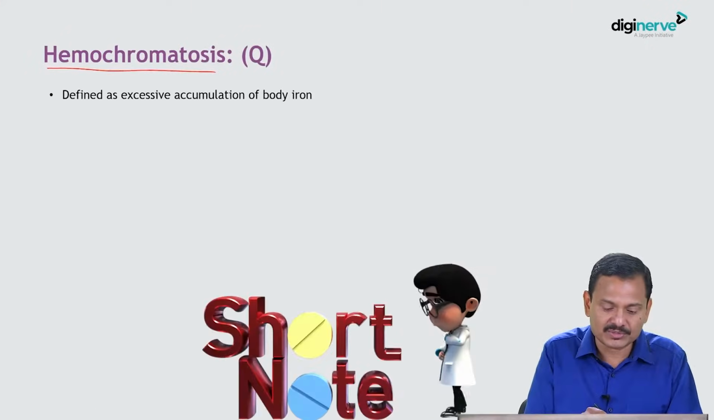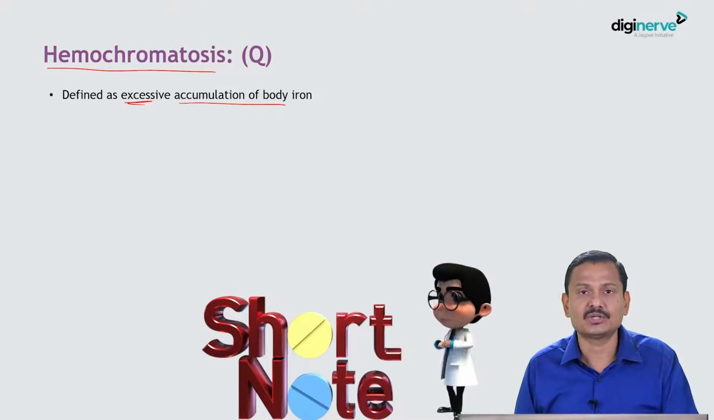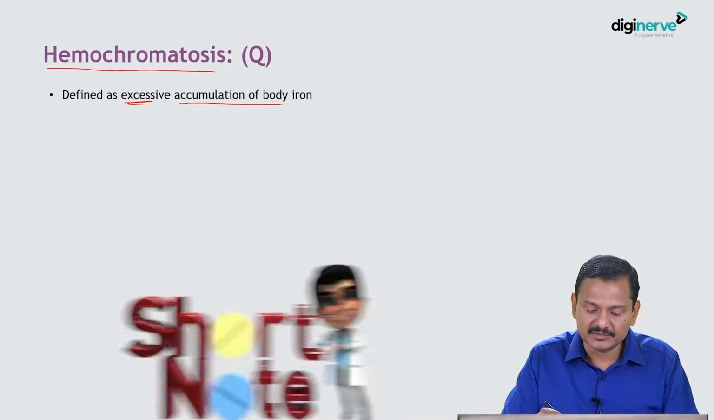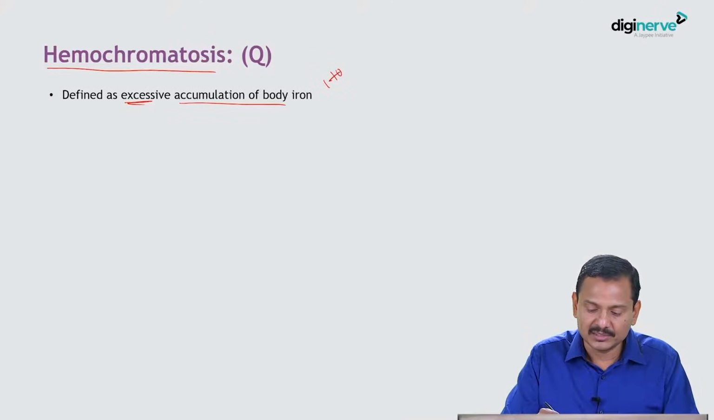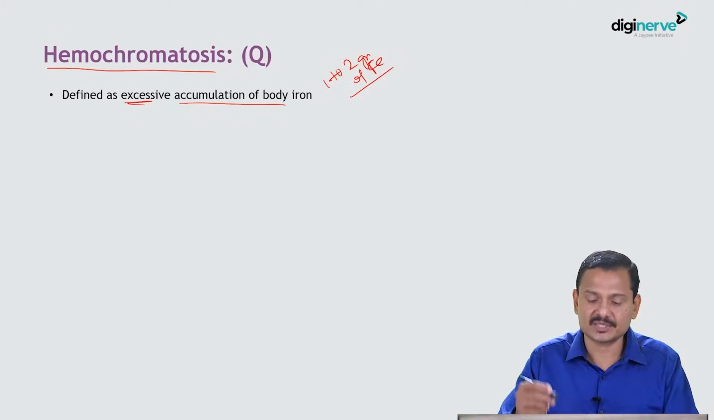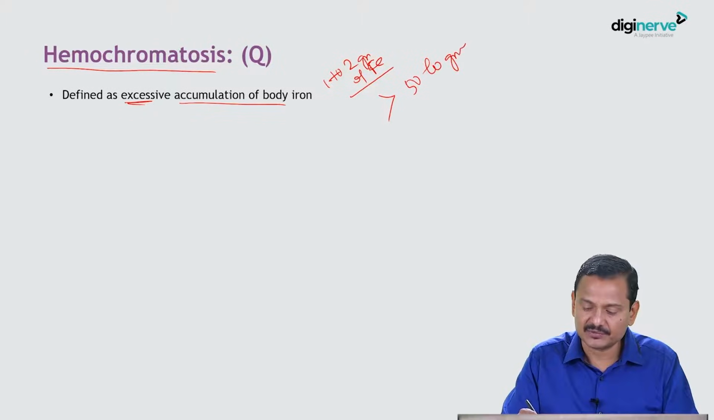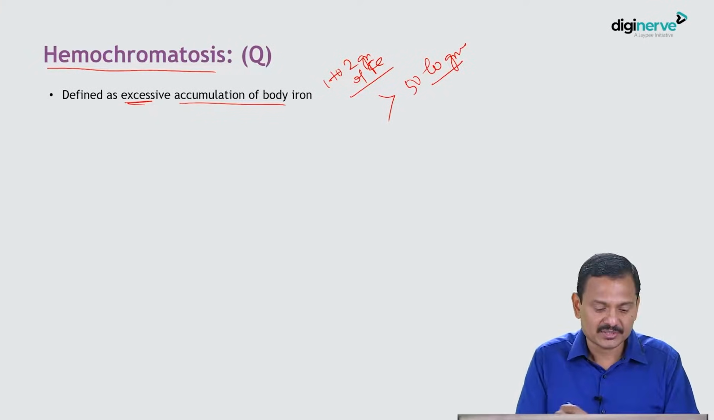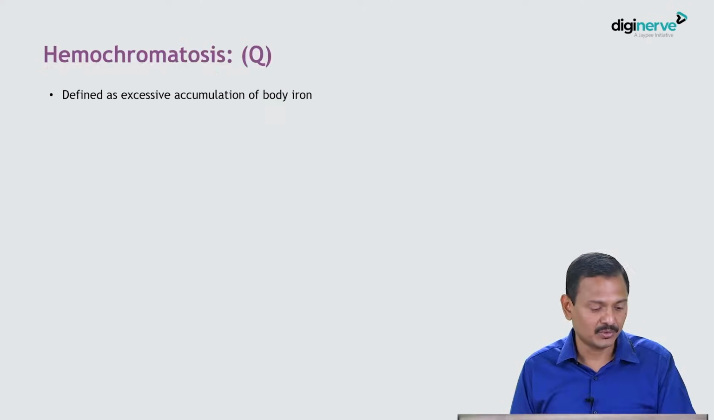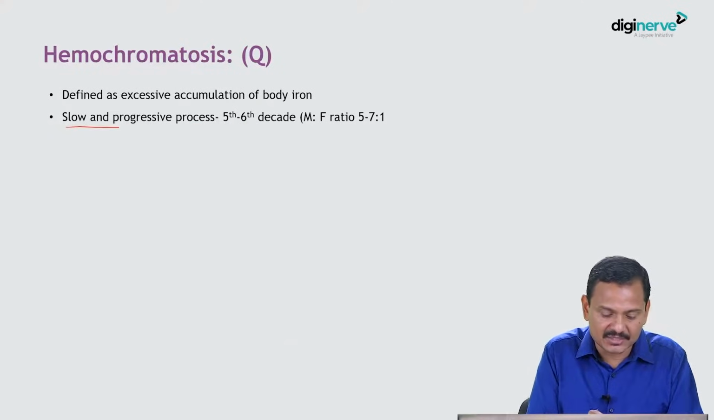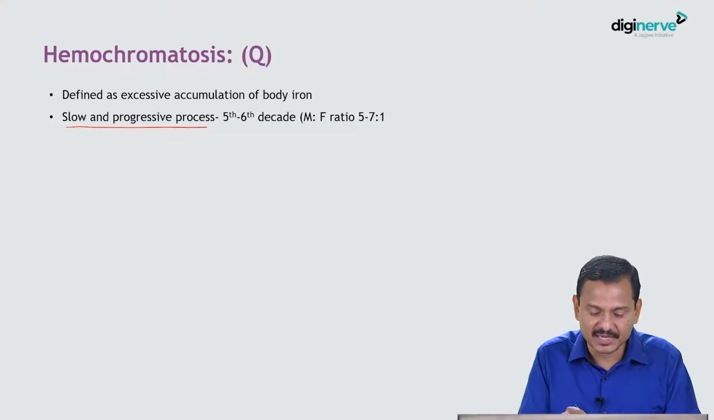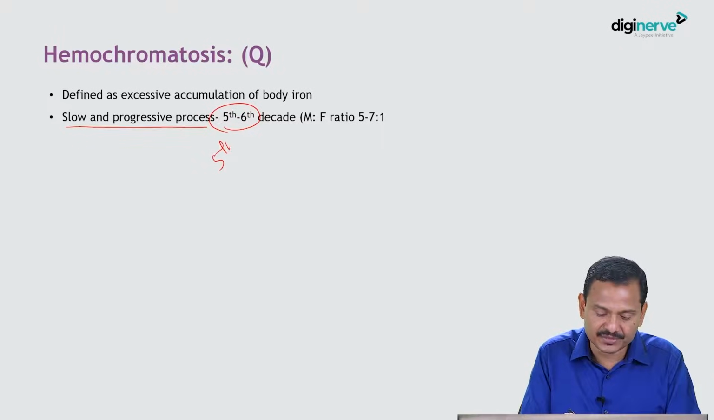In hemochromatosis, there is excessive accumulation of iron. Normally, the liver has around 1 to 2 grams of iron, but in hemochromatosis, the load goes up to 50 to 60 grams of iron in the liver. Okay, so that is what hemochromatosis is, and this is a slow and progressive disease, and it manifests around the 5th and 6th decade of life.